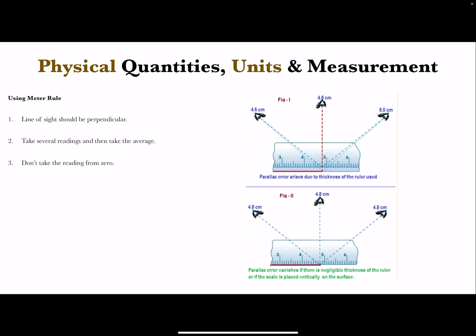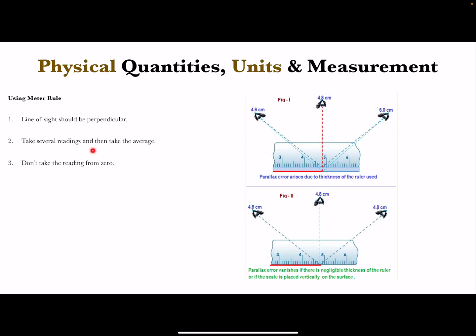Okay, so using a meter rule. All right, so the 3 steps that you should take for making measurements with a meter rule. First, the line of sight should be perpendicular. What I mean by that is that you should be aligning your sight so that your line of sight is perpendicular to the meter rule. All right, and I'll explain why we should do that. That is basically to avoid the parallax error, but we'll come to that later.